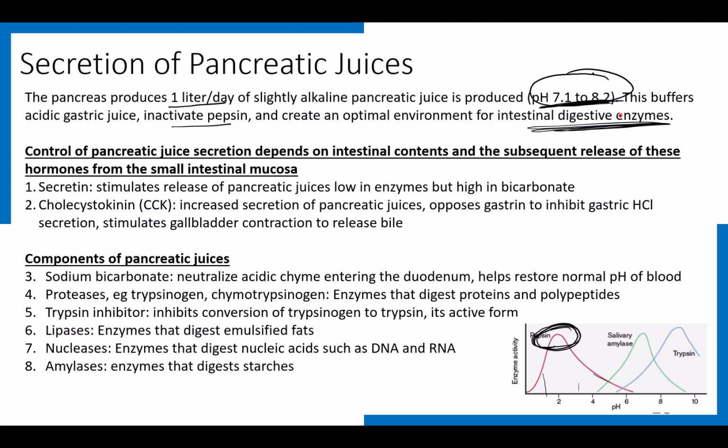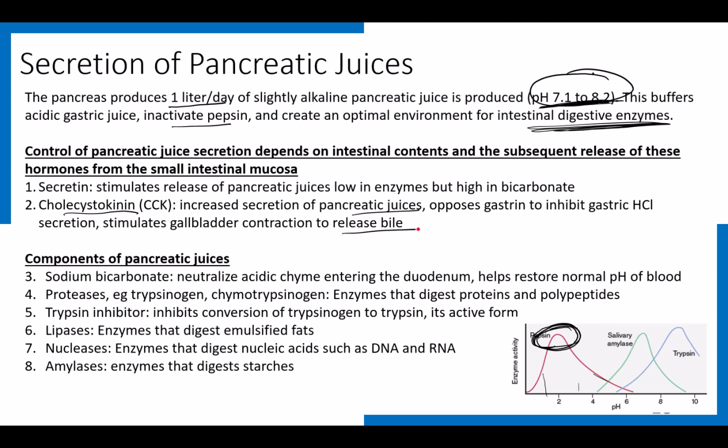Control of pancreatic juices depends on the release of hormones. So again, if there is a high fat content entering into the small intestine, then cholecystokinin is released to stimulate the secretion of pancreatic juices and the release of bile from the gallbladder.